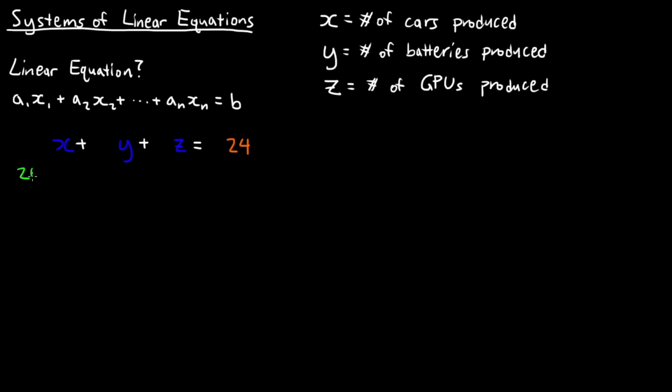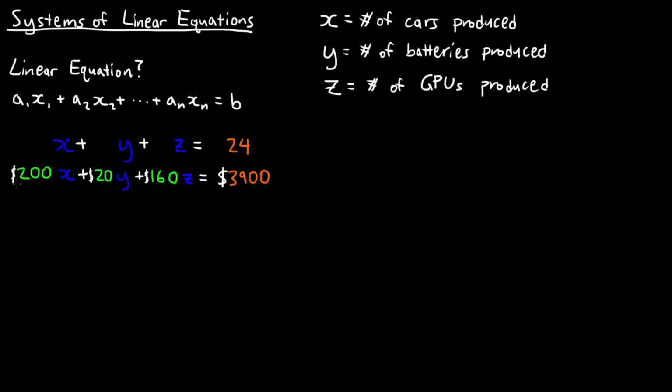This time we'll have 200x plus 20y plus 160z equals 3,900. So this time our variables have coefficients in front of them, and it's important to note that these coefficients tell us something important about our variables. And again, that could be anything that we want. For example, in this case, they could be talking about the price of these products.